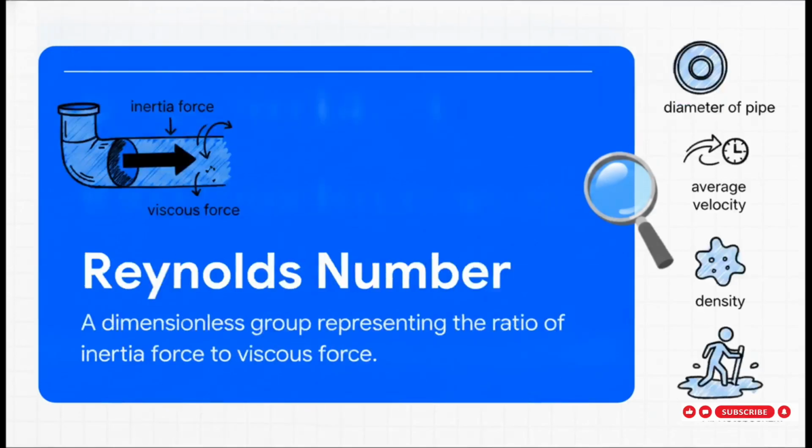Now, what's really fascinating about this discovery is how Reynolds formalized it into a universal rule. He realized that the flow pattern isn't just about speed. No, it actually depends on four distinct variables: the pipe's diameter, the fluid's average velocity, its density, and its viscosity. And he combined all of these into one incredibly powerful dimensionless group that we now call the Reynolds number. At its core, it just represents the ratio of the inertia force, the fluid's forward momentum, to the viscous force, which is the internal friction basically holding those fluid layers together.